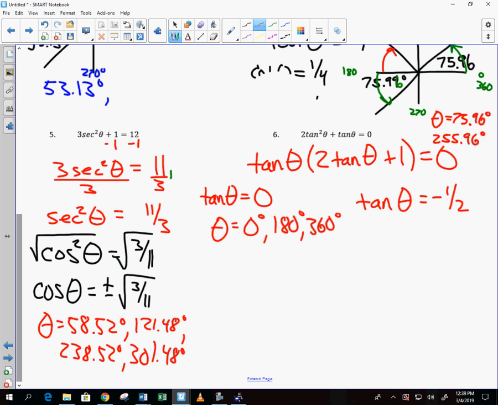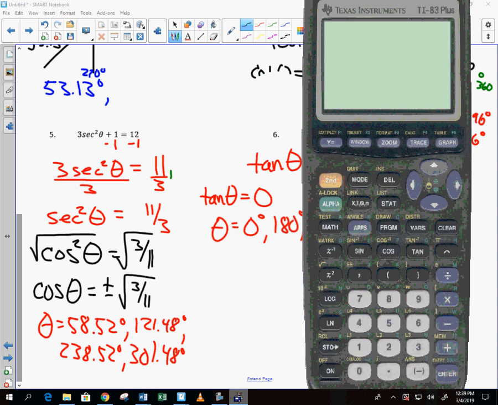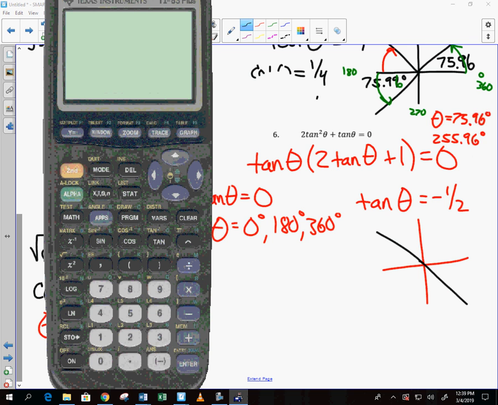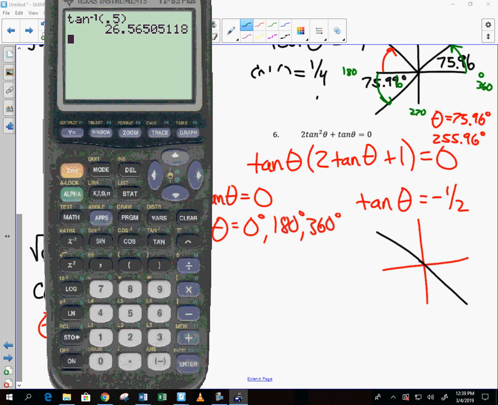Second and fourth quadrant. Yep. I inverse tangent of 0.5, and I get 26.57. So how do I come up with the first answer? 180 minus 26.57, and I get 153.43. And then take 360 minus 26.57, and I get 333.43.